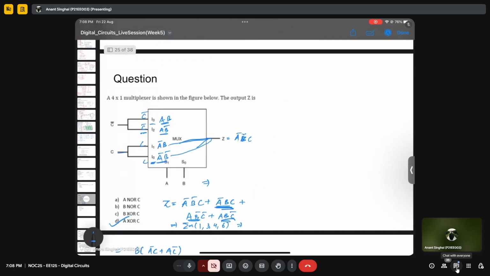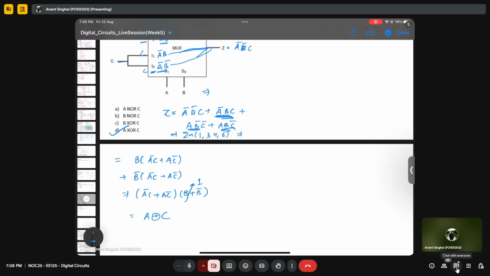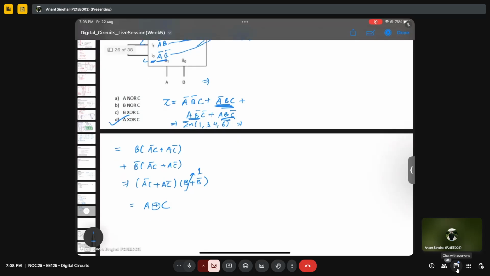Sir, A should have a bar on top. For it being XOR, A bar C plus. Okay, XOR is correct.